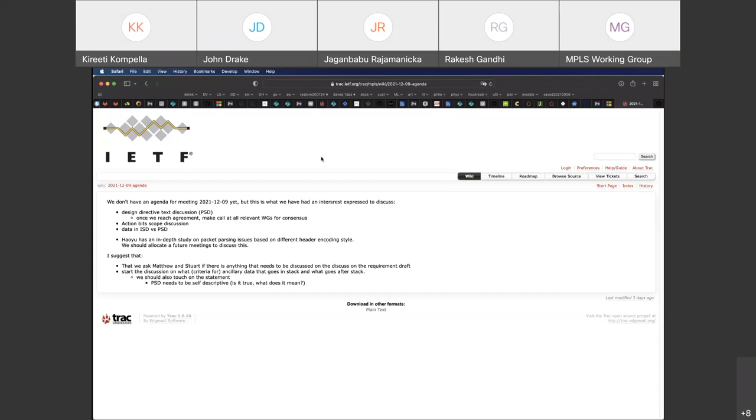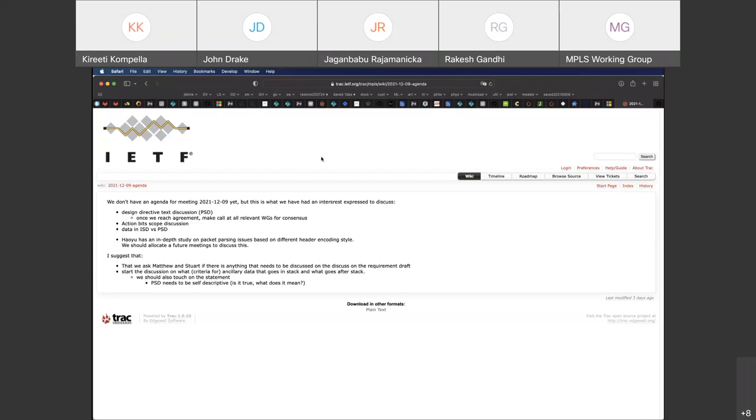Kiriti, I have a question, please, on this. So we talked about actions that require in-stack data and some actions requiring post-stack data. But there could be some actions that require both, possibly, right? Like some minimal data in stack and then extended data post-stack. Do you see this as possible, or should we think about that?